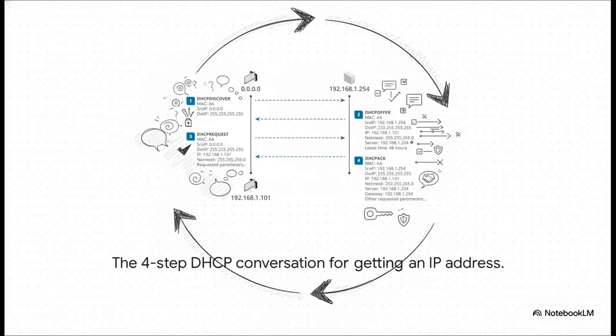And what's cool is that this isn't just the server barking orders. It's actually a very quick, very polite, 4-step conversation. It all starts with your computer, which at this point has no idea where it is. It basically sends out a broadcast to the whole network, just shouting into the void. Then the DHCP server hears it and makes an offer. Your computer says, "Yep, I'll take it." And finally, the server sends back a confirmation with all the details. Let's break down exactly what's being said in this little chat.